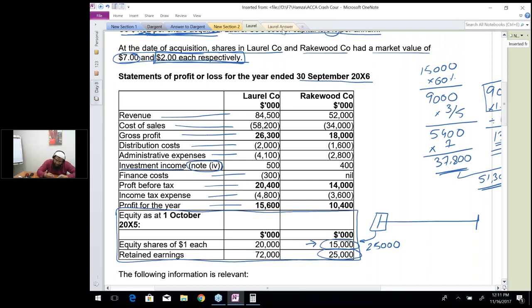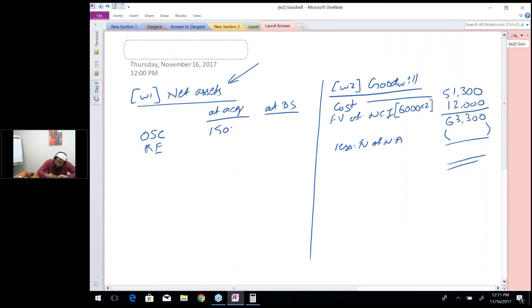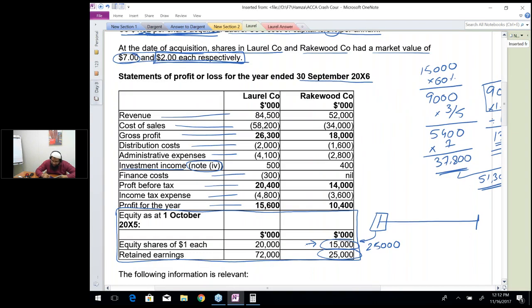So in working 1, the equity shares of subsidiary are 15,000. And the retained earnings opening is 25, with the profit for the year being 10,400. So the closing value is 35,400.